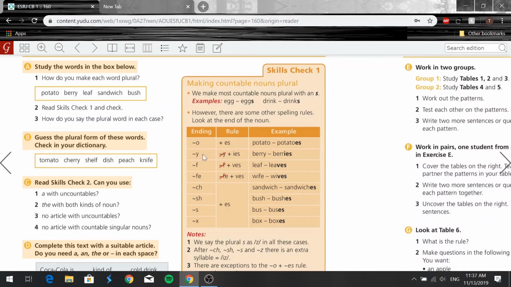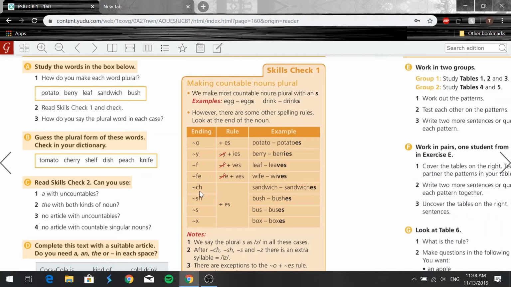If a word ends in Y, I'll get rid of the Y and add IES. Berry, berries, right? IES, okay? If a word ends with F, I'll get rid of the F and add VES to turn it into plural. So leaf, leaves, okay? What about wolf? I'll get rid of the F and add VES, so it turns into wolves, okay? And if a word ends with FE, again, I'll get rid of the FE the exact same way and add VES. For example, wife turns into wives, alright?